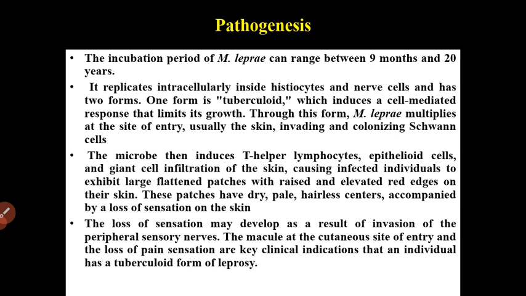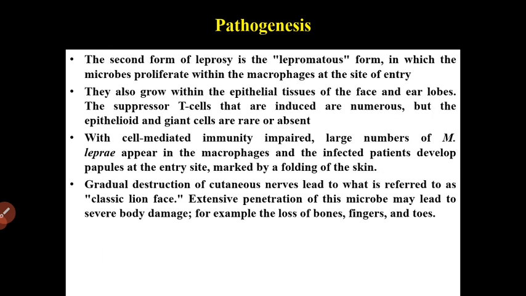Through this form, M. leprae multiplies at the site of entry, usually the skin, invading and colonizing Schwann cells. The microbe then induces T helper lymphocytes, epithelioid cells and giant cells infiltration. Next, the loss of sensation may develop as a result of invasion of the peripheral sensory nerves. Understood?